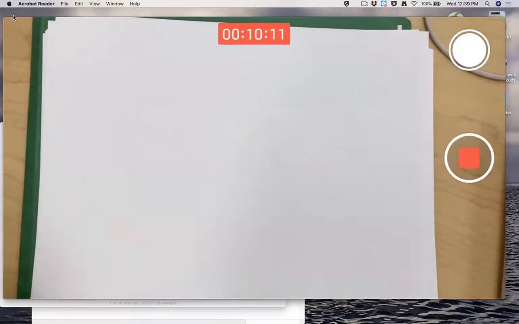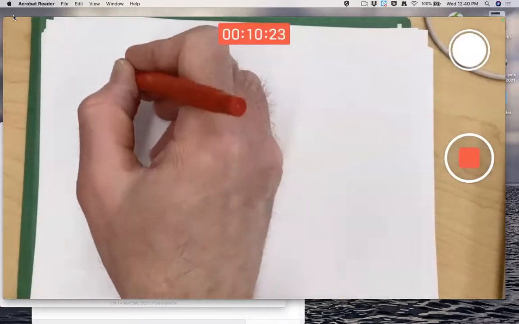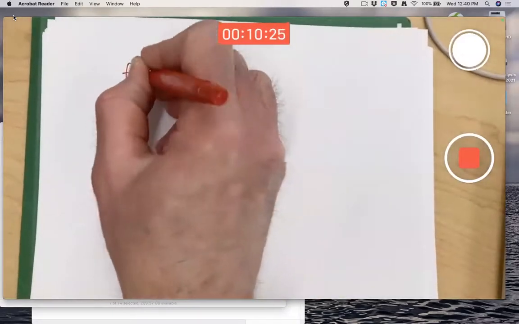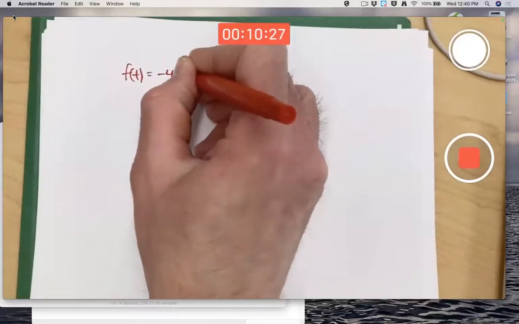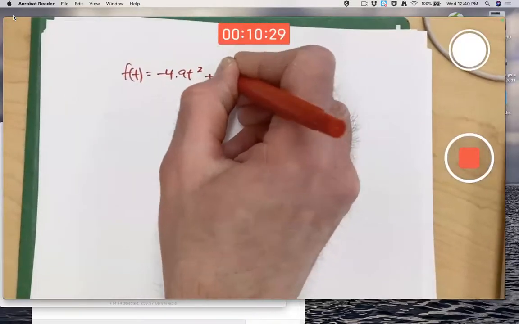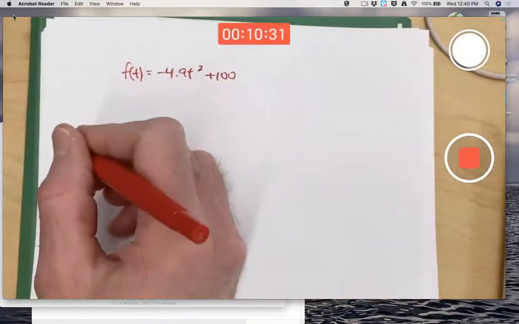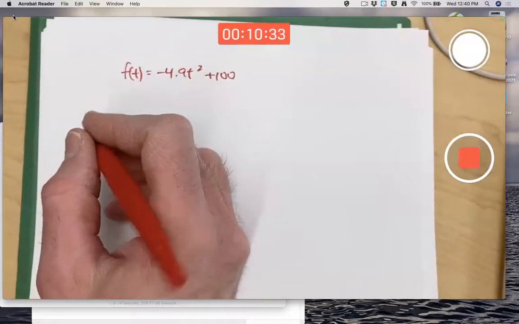Then we're going to use Mathematica to help us understand what's going on and be able to apply calculus to more complicated models to help us understand what's going on. So the function here is f of t equals negative 4.9 t squared plus 100. I called it y on the exam. That's fine.